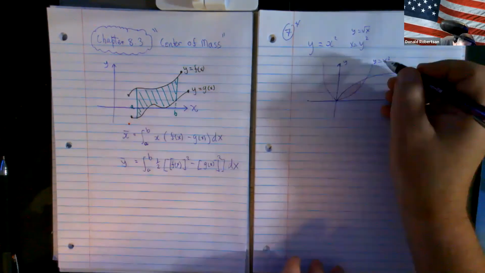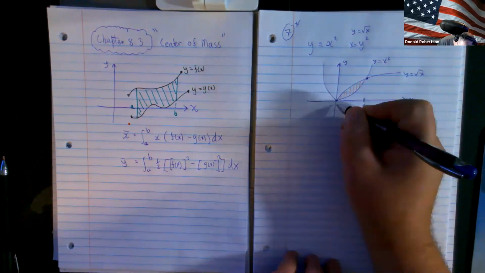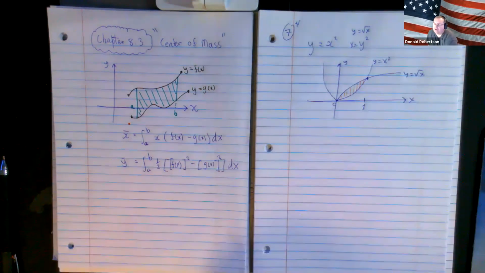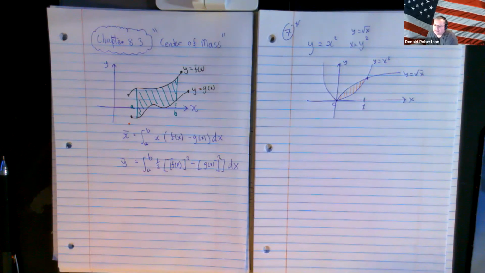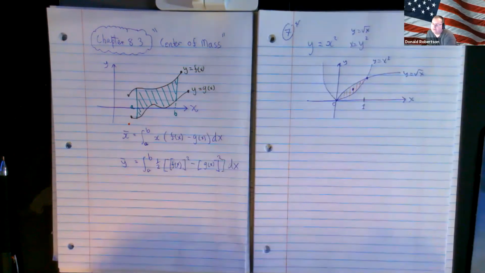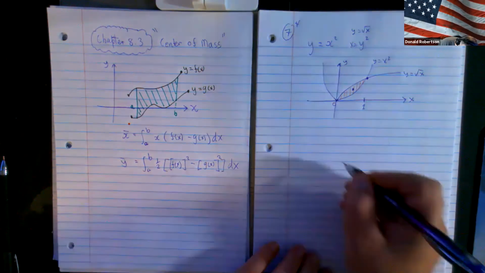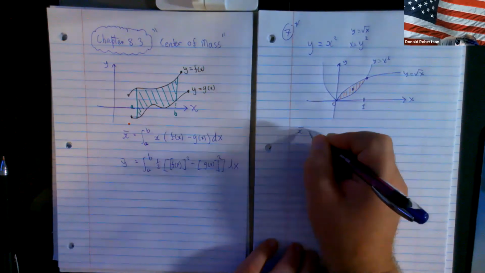And if you set these equal to each other, it's not difficult. Can you trust me that that's at 1? It's pretty obvious it is. So if I was looking at this shape and I was trying to decide where my centre of mass is, I'd probably put it round about there. Does that seem reasonable? So let's find out what it is then.